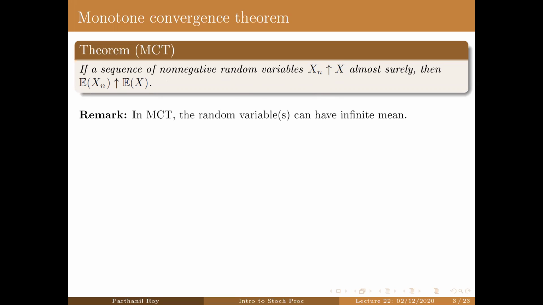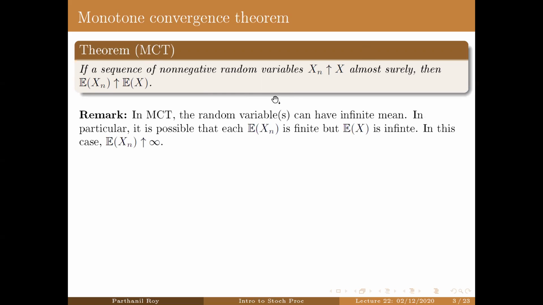One thing that I'd like to point out here is that in MCT, the monotone convergence theorem, the random variables are allowed to have infinite mean. One special case would be, it's possible that all the expectations of Xn are finite, but the expectation of X is not finite. So X has infinite mean. In this case, expectation of Xn will just increase to infinity. So this is also allowed in this situation.